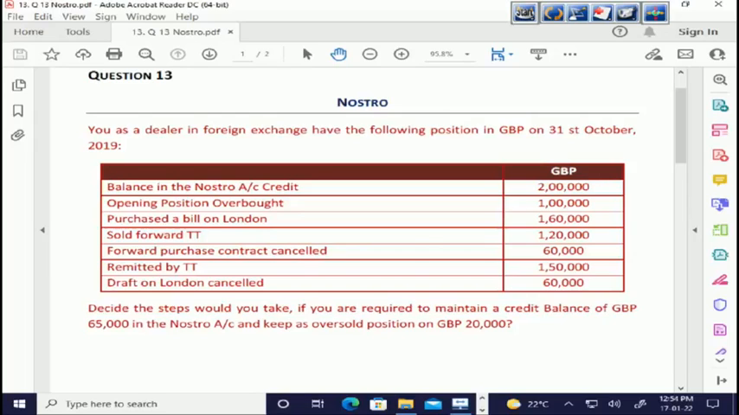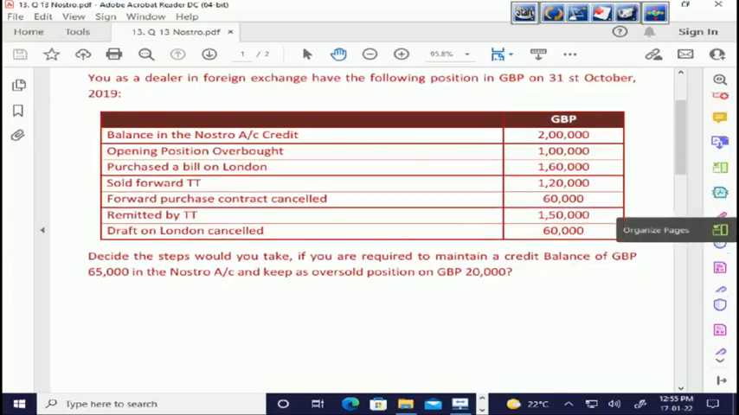If we purchase 15,000 spot long, that means our position becomes 5,000 long. They want to keep an oversold position of 20,000, they want a 20,000 short position, but we have a 5,000 long position, so we have to go for a 25,000 forward sale, 25,000 forward sale. Okay, so that is the answer.